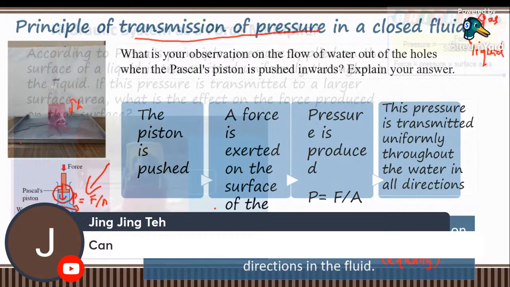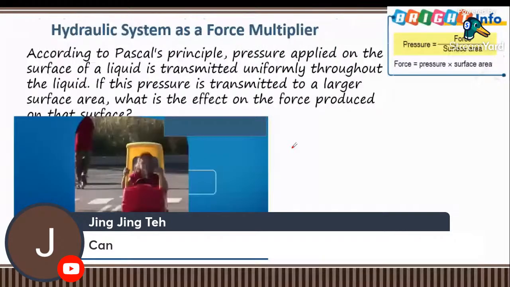Okay, now we look at the hydraulic system as a force multiplier. We still apply the same formula, P equals F over A. So the force, F equals PA.